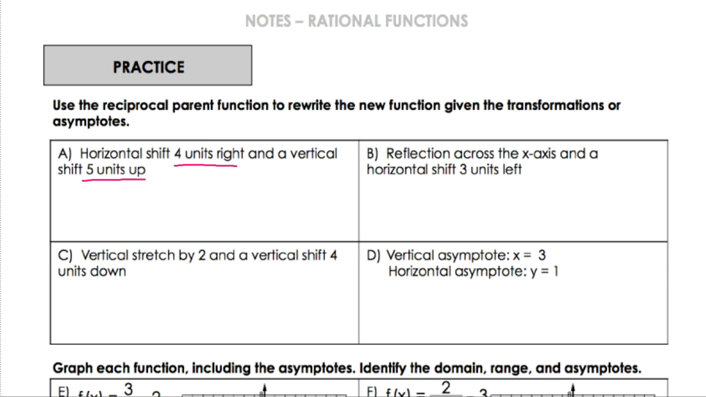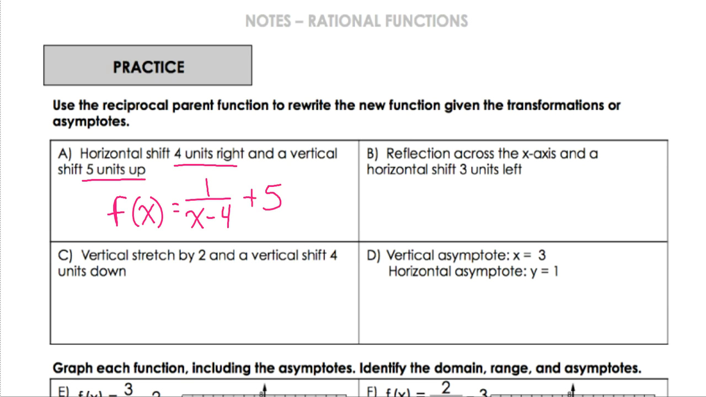So remember, a right shift is going to change my function by putting a value down with x. So remember, if it's to the right, I write it as minus positive 4. So always minus after the x, and then the sign on the actual number tells us if it's going right or left. So positive 4 is to the right. And then to shift it up 5, we add 5 on the end of our function.